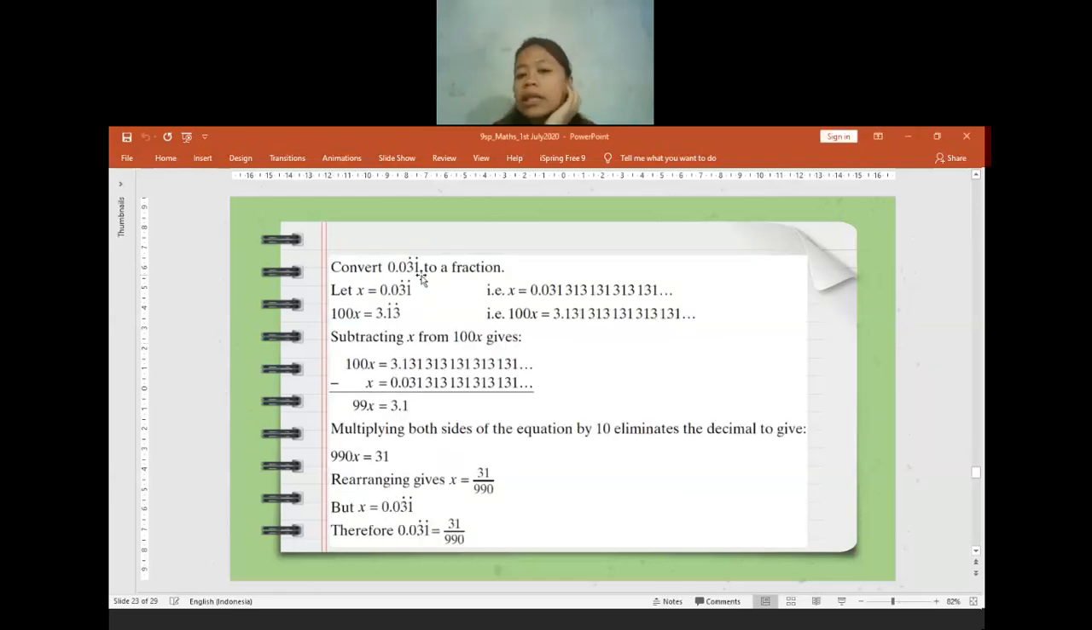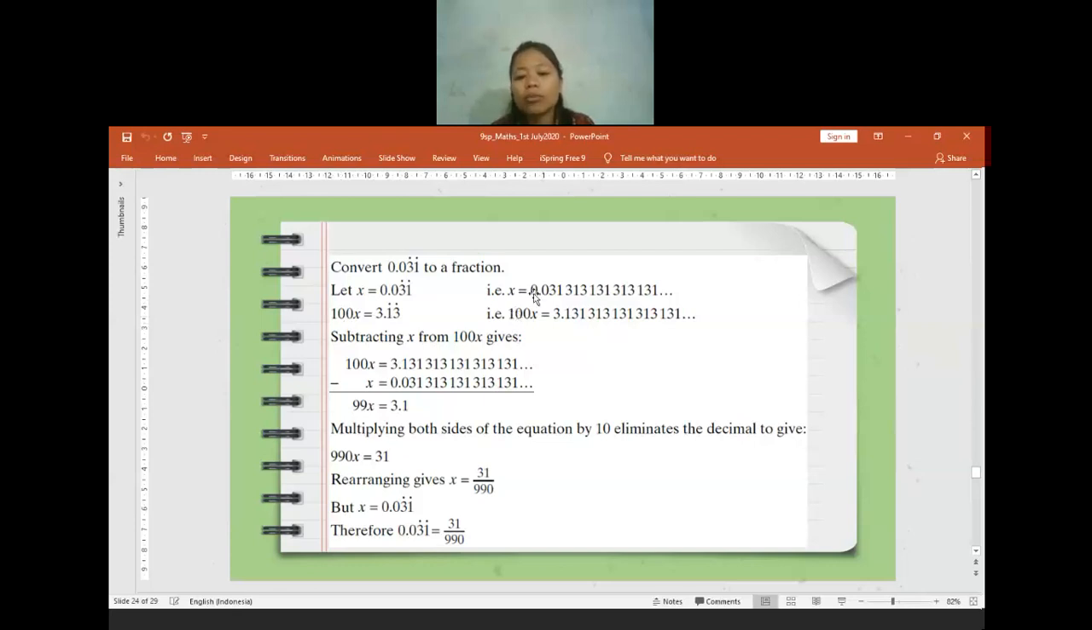Even though it looks like there are 3 decimal places, it doesn't mean you have to find 1000x. You only have to find the 100x, because we focus on how many digits get a dot, not how many digits there are at the decimal place. You have to focus on how many digits get a dot, or how many digits are repeating. Because there are 2 dots, it means 2 zeros. That's why I need to find 100x. So this is 0.0313131 and so on.